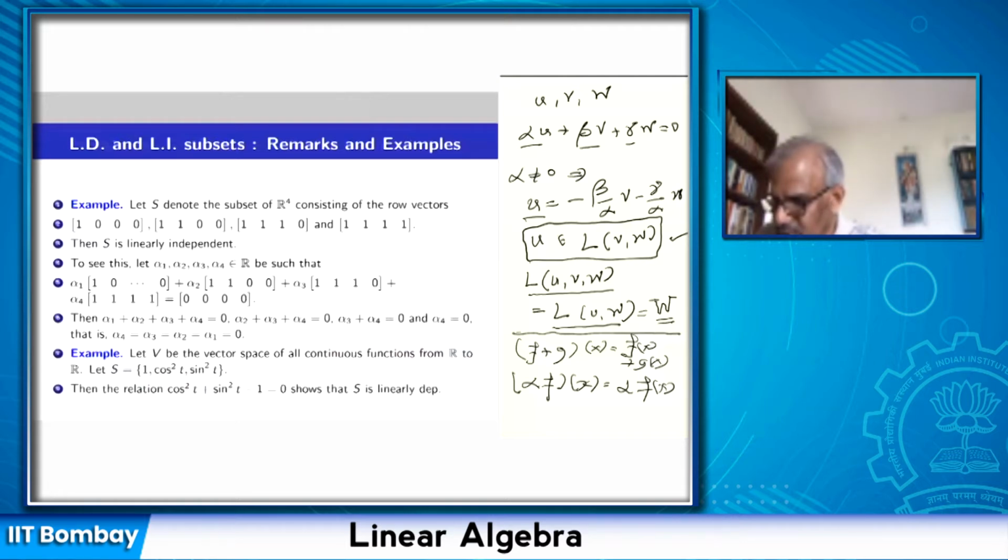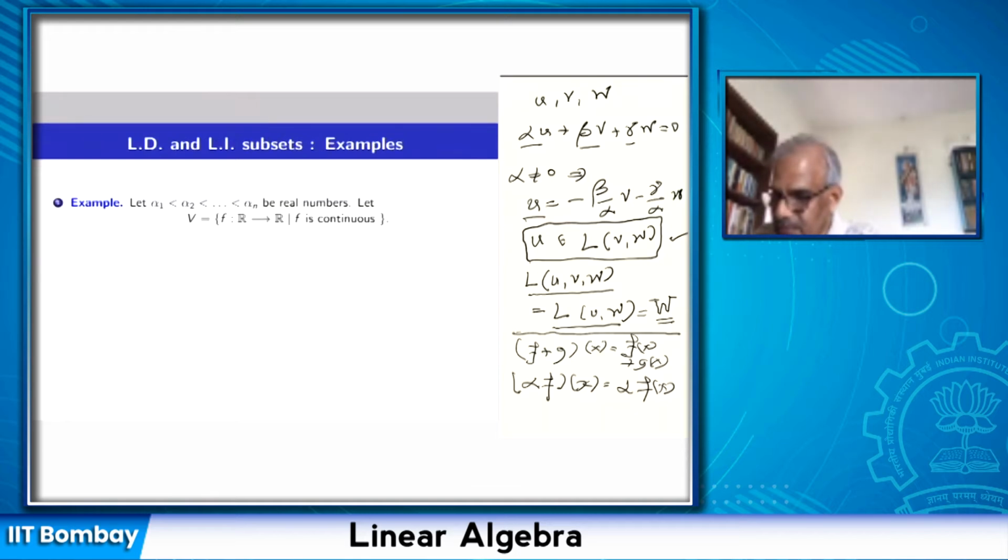So you all know this relation: cosine square t plus sine square t minus 1 equal to 0. So here is a linear combination of these three functions. It's a non-trivial linear combination because the coefficients are 1, 1, minus 1. We have a non-trivial linear combination of these three functions which produces the zero function. This left hand side is the zero function because of the trigonometric identity. So these three functions are linearly dependent.